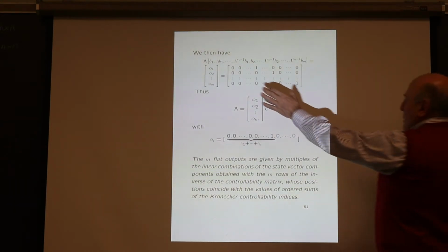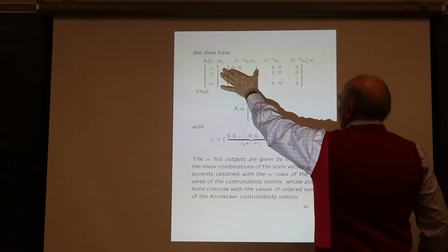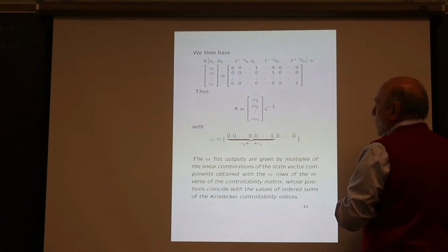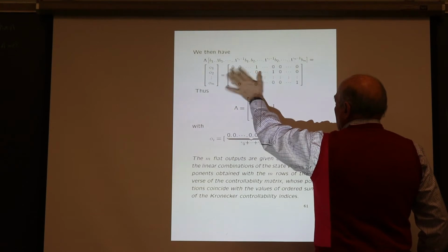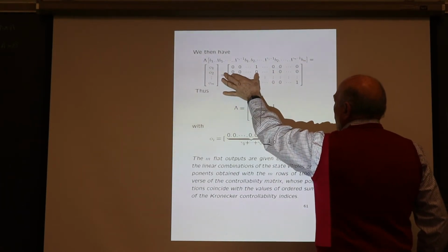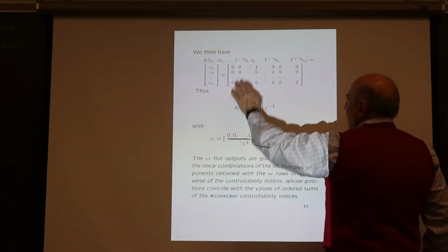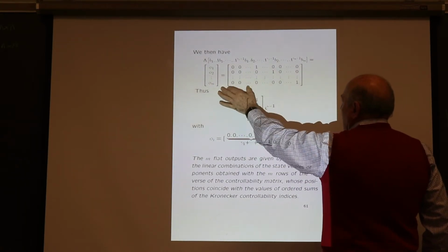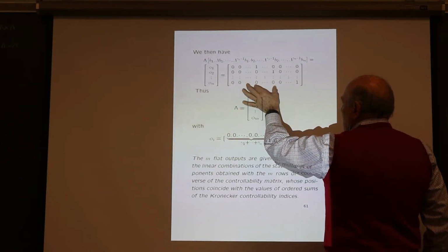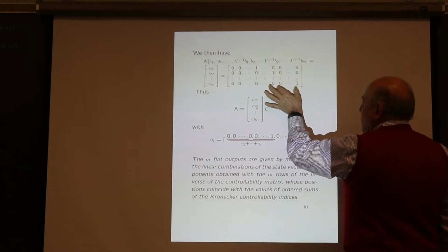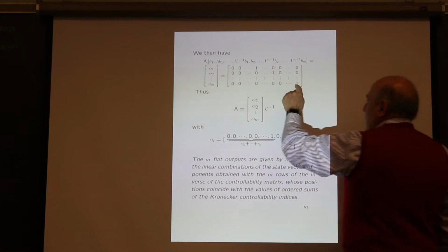So this one appears at the gamma 1 location in the first row. In the second row, you will have the Kronecker index corresponding to gamma 1 plus gamma 2. You will have a 1 there and zeros everywhere else. And in the last row, you will have the one appearing at gamma 1 plus gamma 2 plus gamma 3, etc., up to gamma m. In the last one, you will have a 1 right there and zeros everywhere.